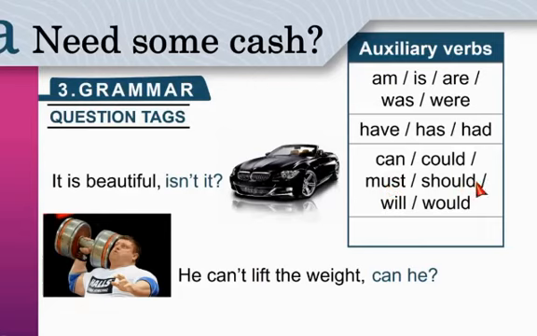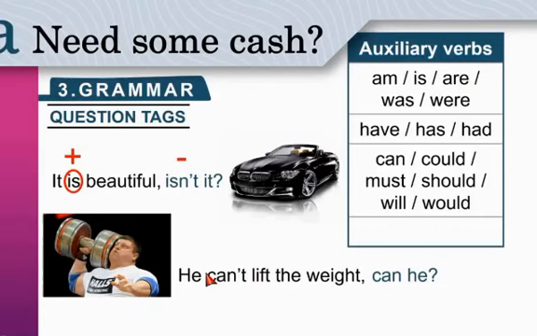Okay? First, I want you to find the auxiliary verb here. Where is the auxiliary verb? Here. Yes, is. Auxiliary verb is. Is it affirmative or negative? Yes, it is affirmative. To make the question tag, you make it negative. Isn't it? It is, you make it isn't it.